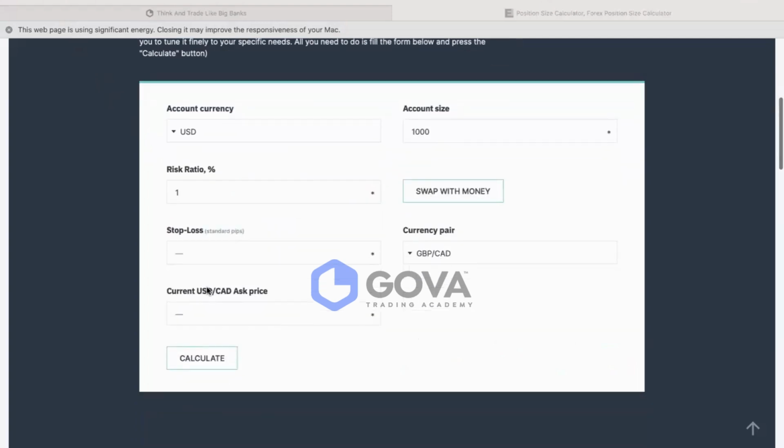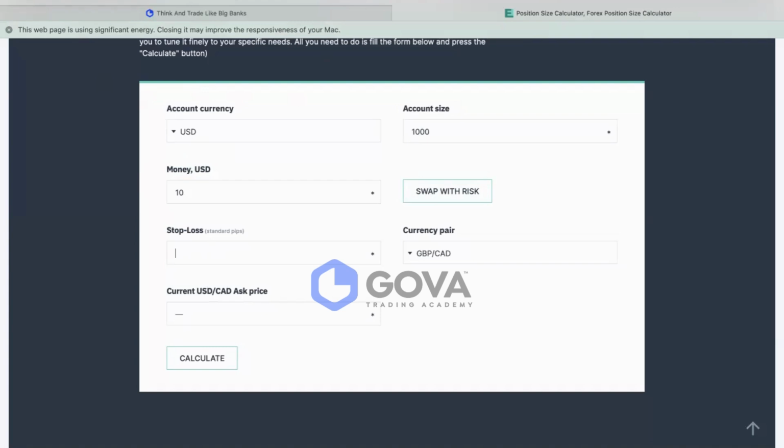What if you want to use money? You want to switch this area to money. When you switch it to money, you can see it has turned here to money. So just put in the amount you want to risk in money. 1% is still a $10 amount here. Whether you use 1% or $10, it is the same amount.